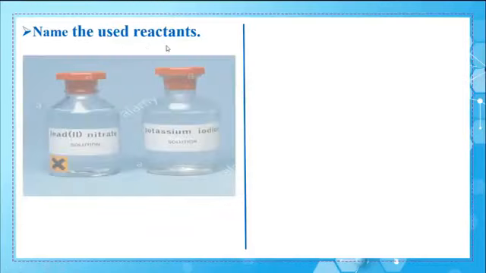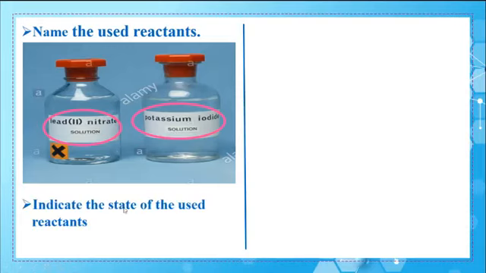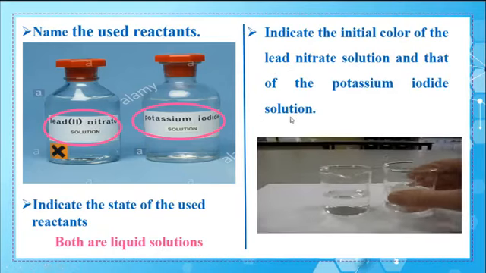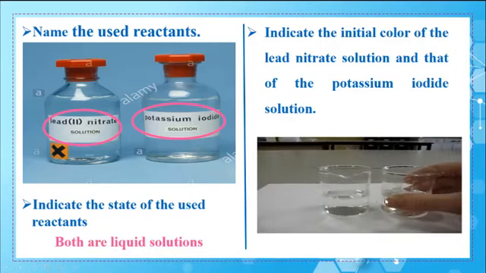Name the used reactants. Good. They are lead nitrate and potassium iodide solution. Indicate the state of the used reactants. Yes, look at them. What are the states of them? Good. Both are liquid solutions. Wonderful. Indicate the initial color of the lead nitrate solution and that of the potassium iodide solution. Look at both of them. Yes, the starting materials.